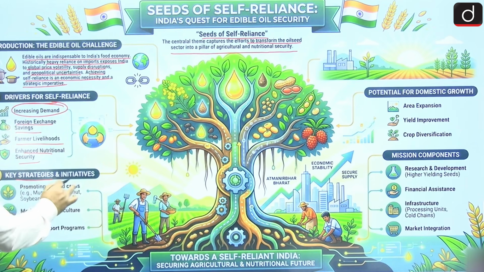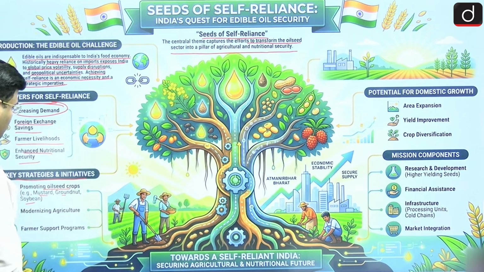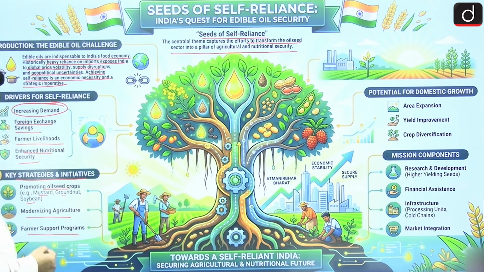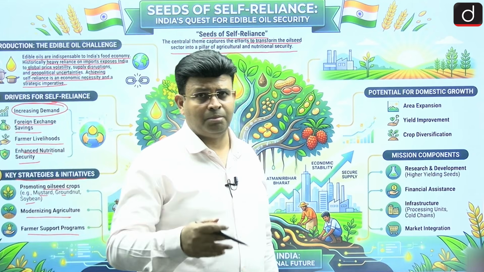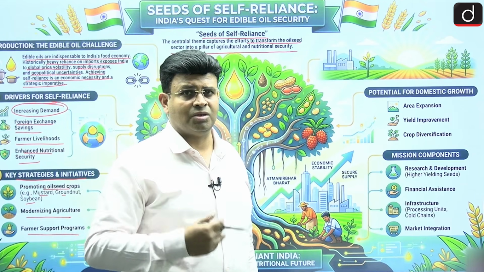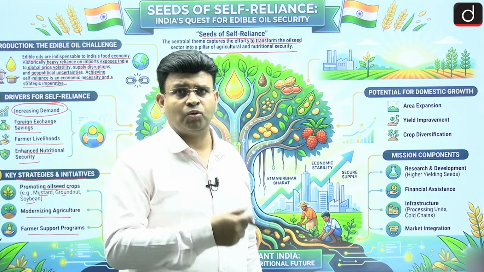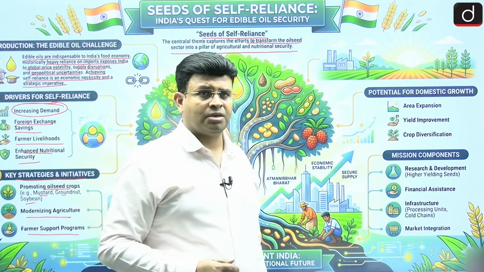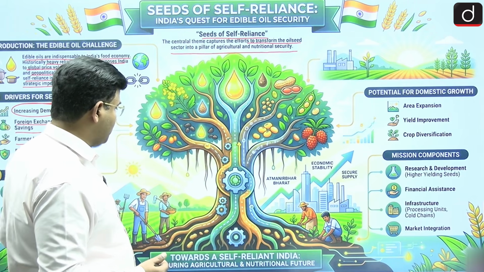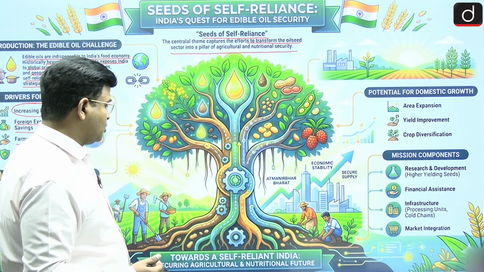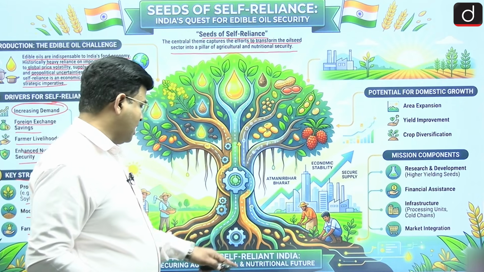So what is the key strategy and initiative? Promoting oil seeds: mustard, groundnut and all. Right now we have Kharif and Rabi oil seeds, which I have discussed. Modernizing agriculture and farmer support programs: for agriculture to be modernized and farmers to be supported, there are different ways: MSP, procurement price, fertilizer, good quality seeds, how to increase the productivity of oil seeds, and how farmers can increase their income. Such things will be done. Then the government of India, if it is done, will move towards being self-reliant.